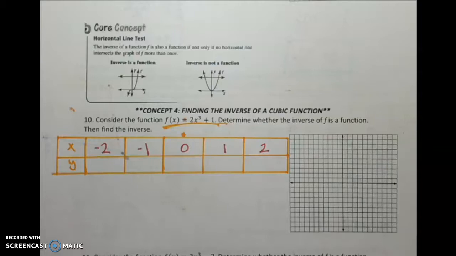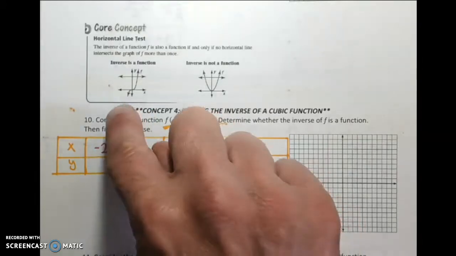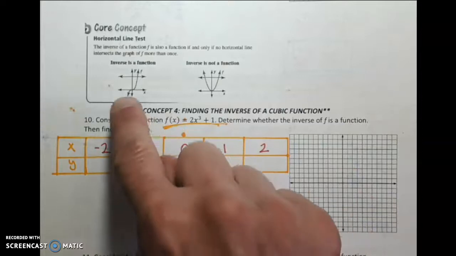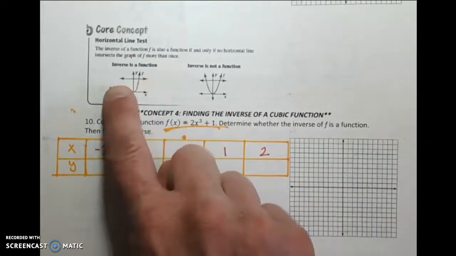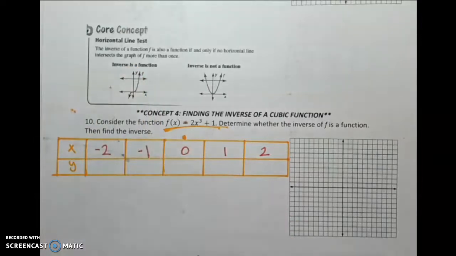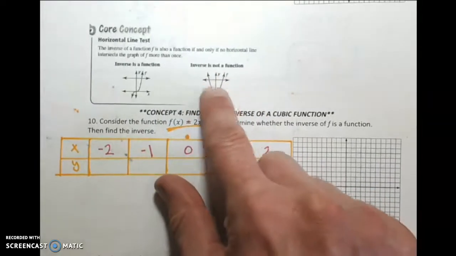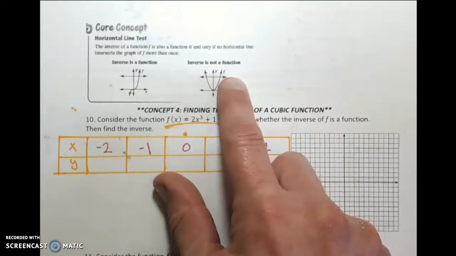Alright, our core concept here is the horizontal line test. With this horizontal line test, the inverse of a function f is also a function if and only if no horizontal line intersects the graph of f more than once. So if I have a graph that passes the horizontal line test, meaning it only touches it once, like this one, then the inverse is a function. If I have a quadratic or something like this, the inverse is not a function because it hits that horizontal line twice.